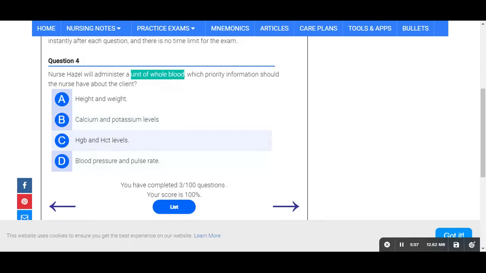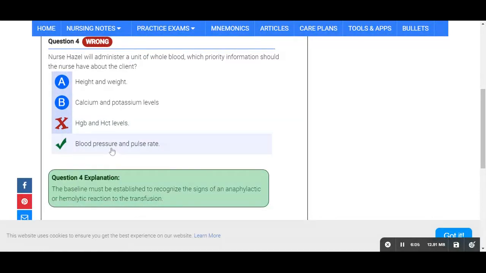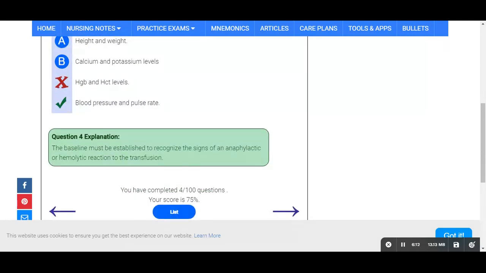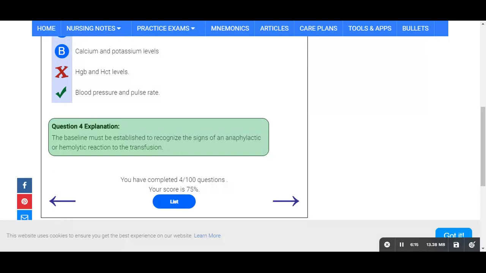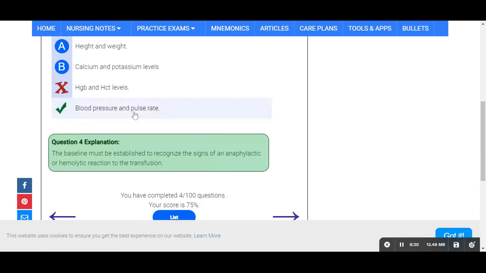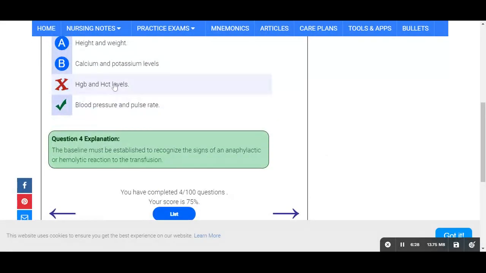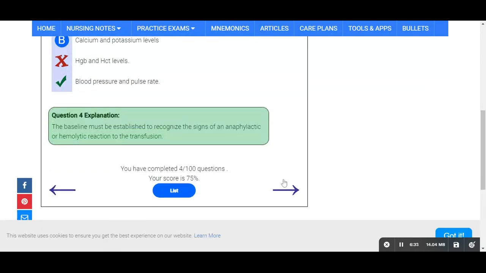Yes, because this is very important to determine how much amount of blood we will administer to the patient. Right, blood pressure and pulse rate. The baseline must be established to recognize the signs of anaphylactic or hemolytic reaction to the transfusion. That is true. It's my mistake to not consider this before clicking that one. I didn't realize that, when you actually click it, it actually submits the information, your results immediately.